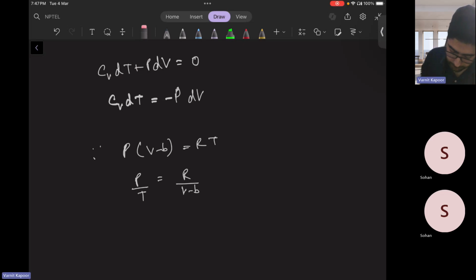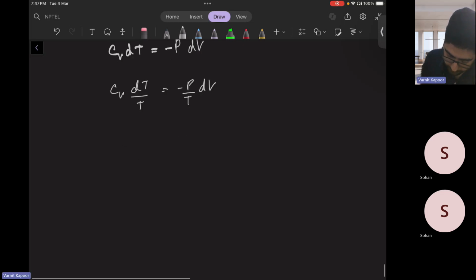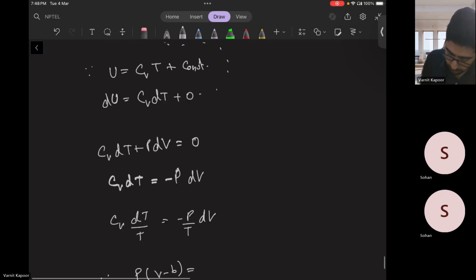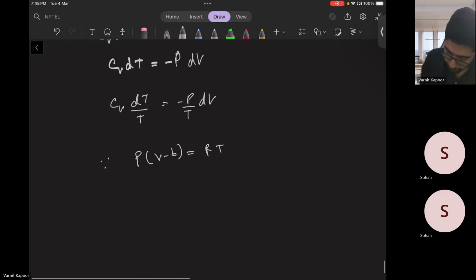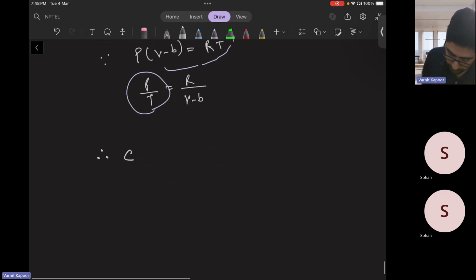Let's do one thing. First, let us divide both sides by T. dT by T is equal to minus P by T dV. Now let's write that expression. Since P into (V minus b) is given as RT, P by T is R upon (V minus b). Now you put this P by T here. Therefore, Cv dT by T is equal to R upon (V minus b) dV.